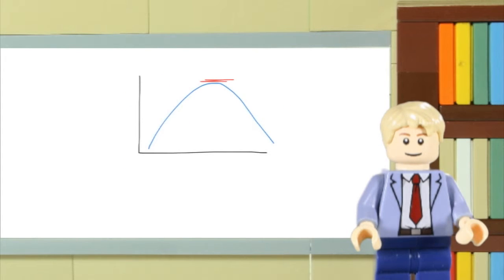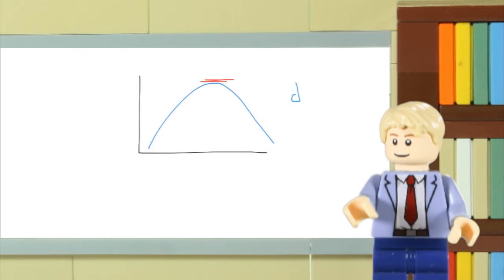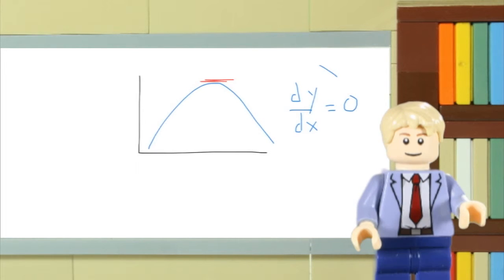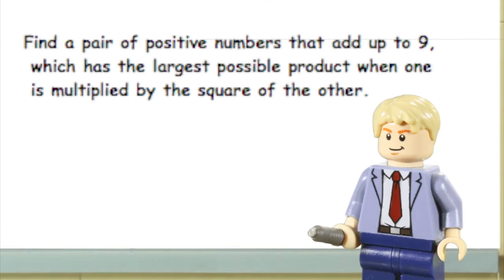Once you have your function, it's easy to find the optimal x value. The turning point, by definition, has a slope of 0. If we take the derivative of the function and set it equal to 0, we can solve for the x values where the turning points occur. Let's check out an example.